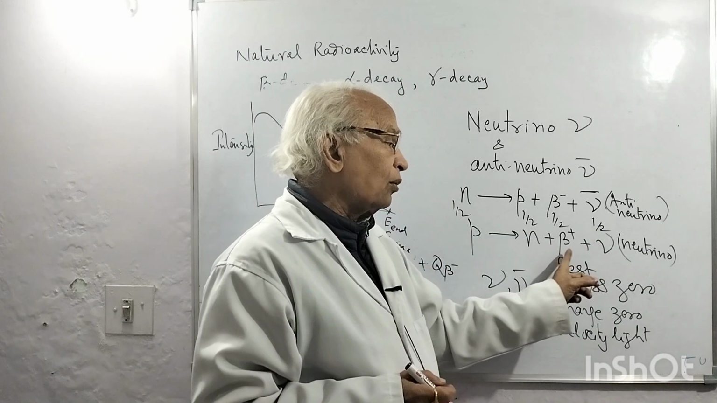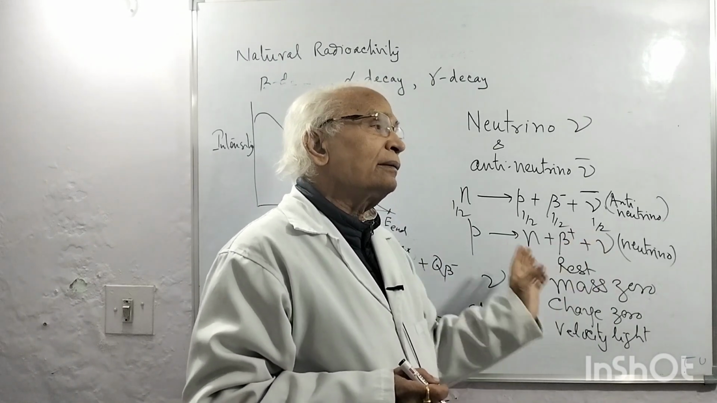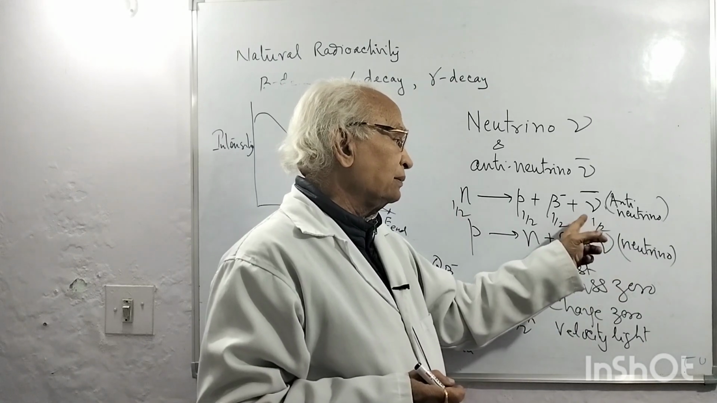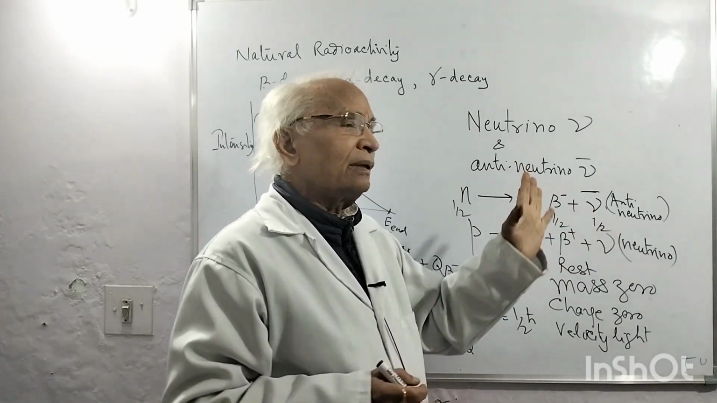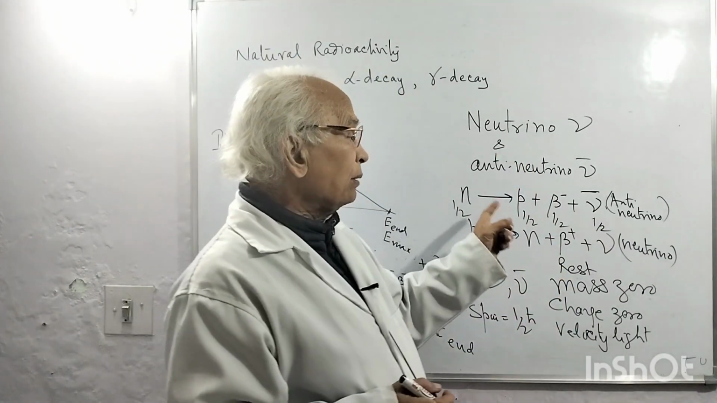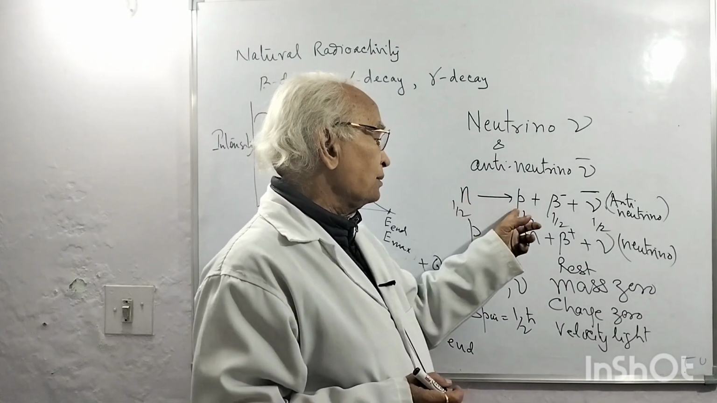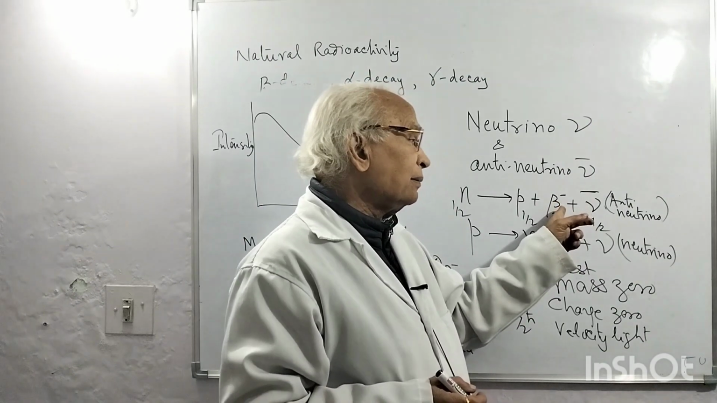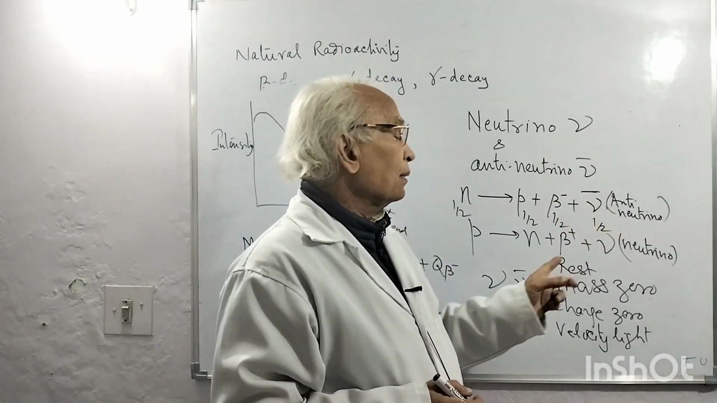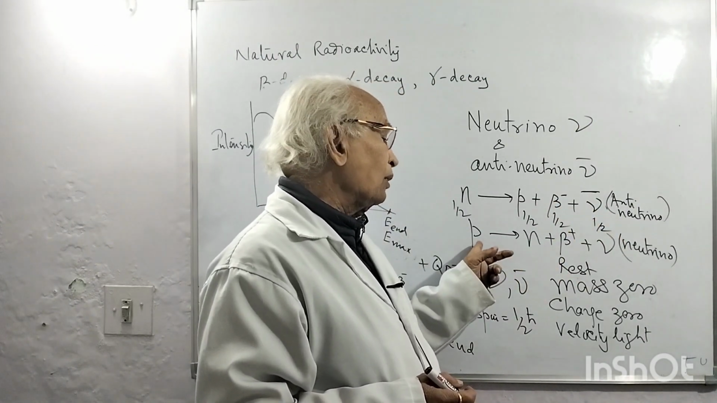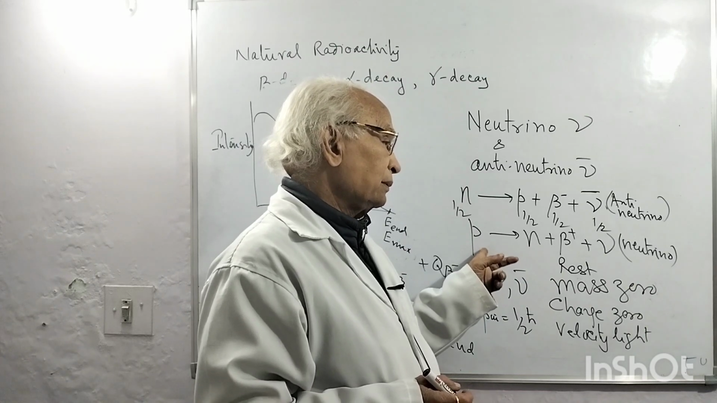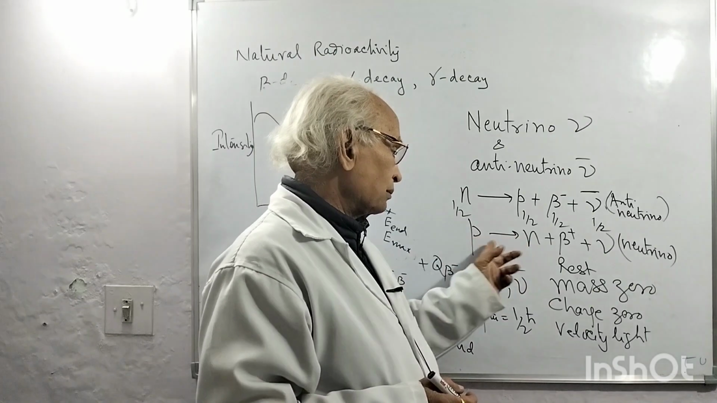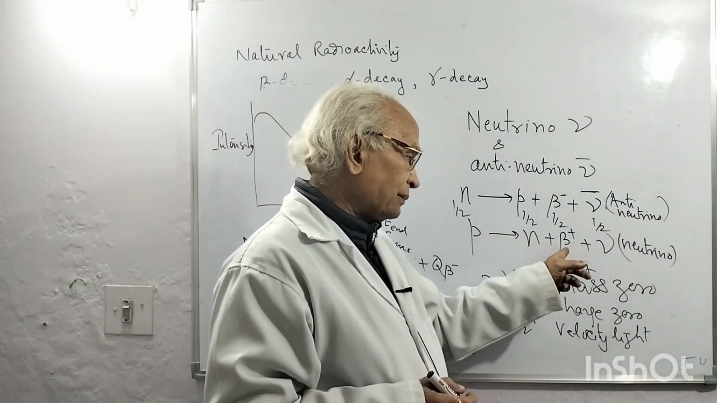Because the lepton number of a particle and its antiparticle is different. If this is +1, this is -1. Or this is +1, this is -1. So the lepton number here is 0, here 0. To conserve the lepton number of the particle, there should be an antiparticle. And here, this is not a lepton. It is a hadron. Here the proton and neutron balance, and here it is a lepton.